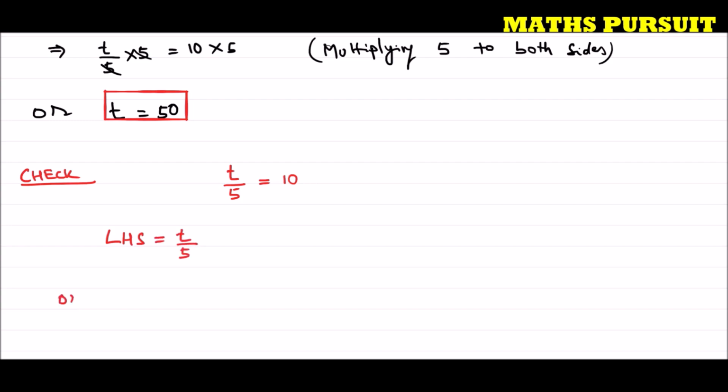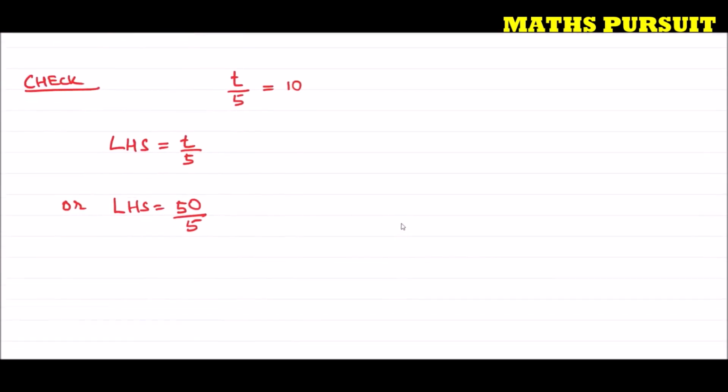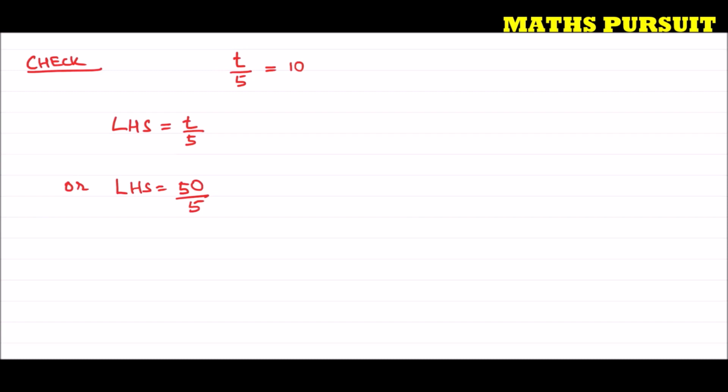Now let us replace the value of t with what we got here. We got the value of t as 50. So I can write LHS is equal to 50 divided by 5. Now I can write LHS is equal to 10. How 10? 5 tens are 50. So we got LHS is equal to 10.